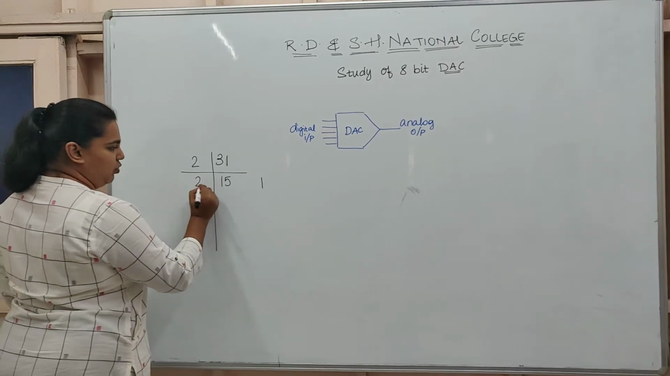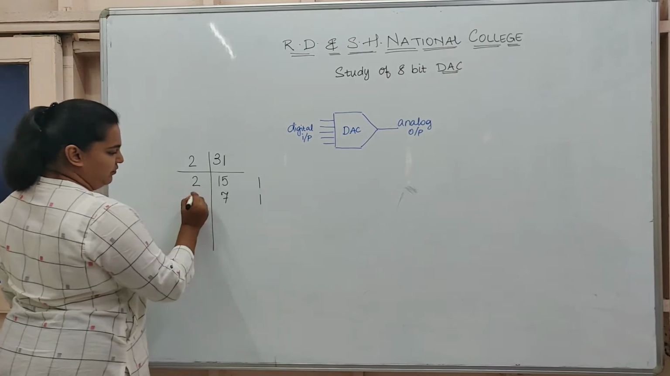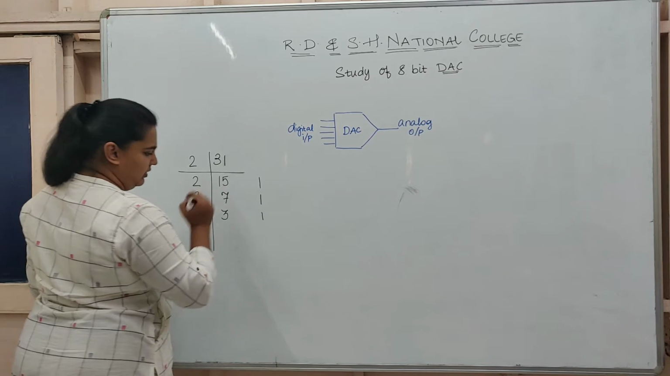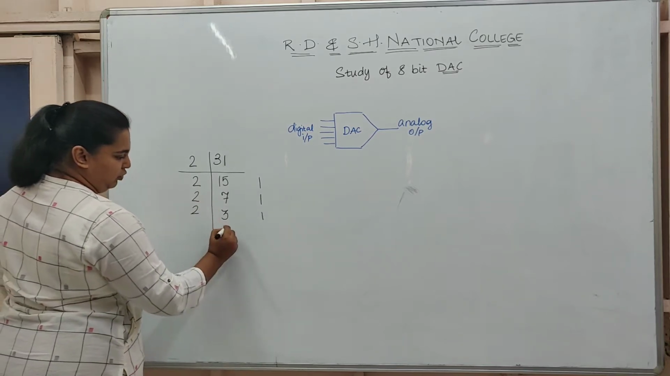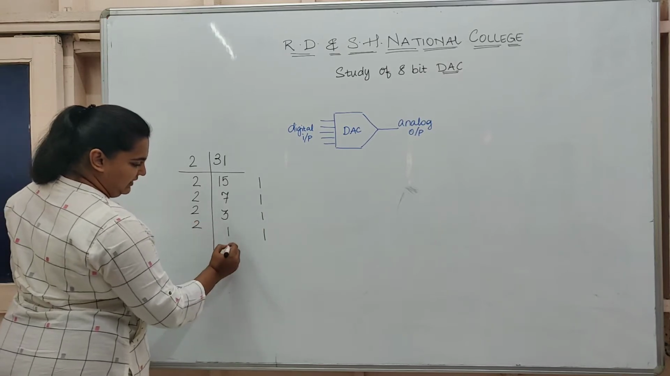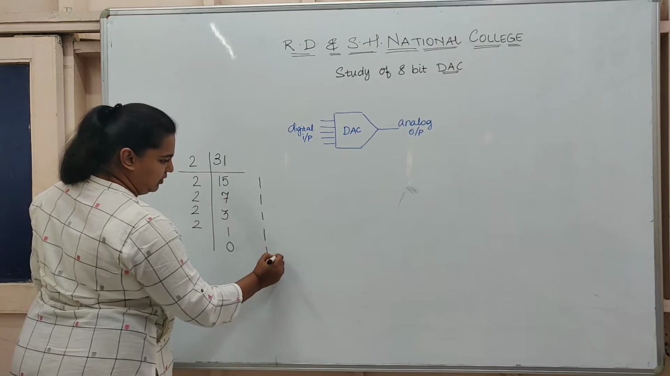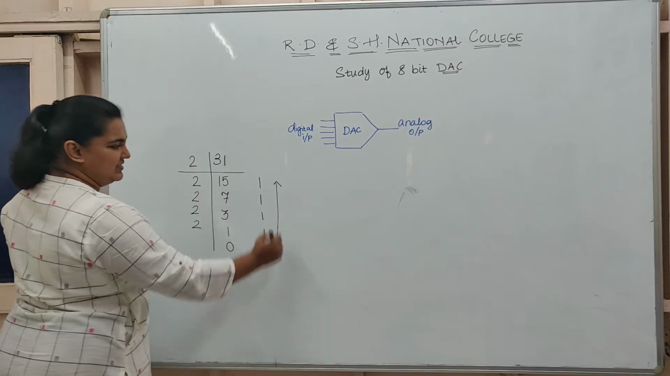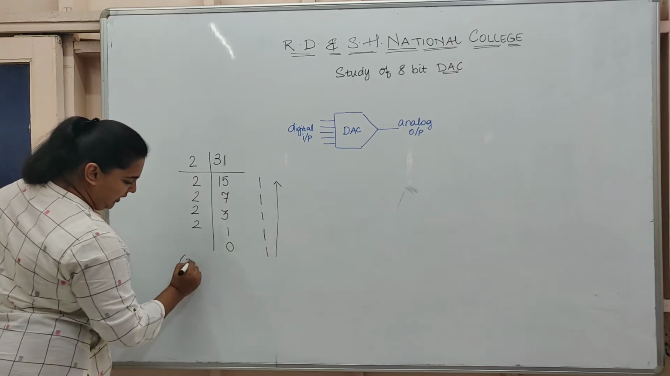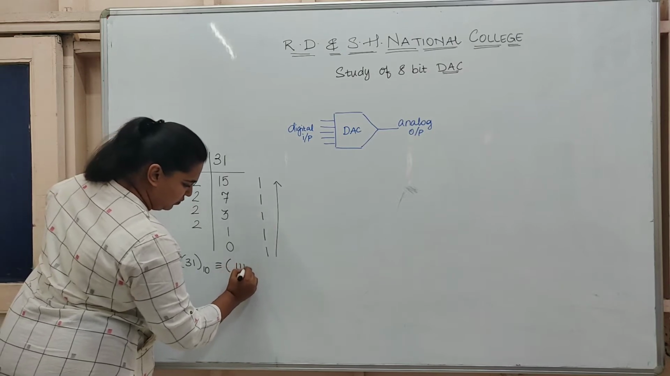Then again 2 goes into 15, quotient 7, remainder 1. 2 goes into 7, quotient 3, remainder 1. 2 ones are 2, remainder 1. And finally you will end with 2 goes into 1, 0 times, remainder 1. So when I write this in reverse order, and I mean reverse order, 31 in decimal can be written in binary as 11111.